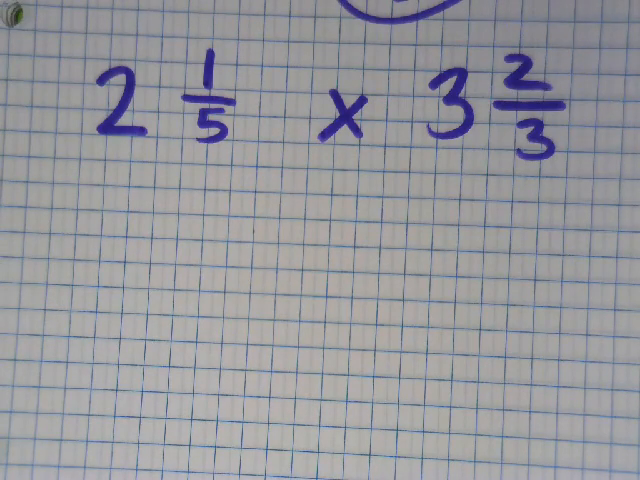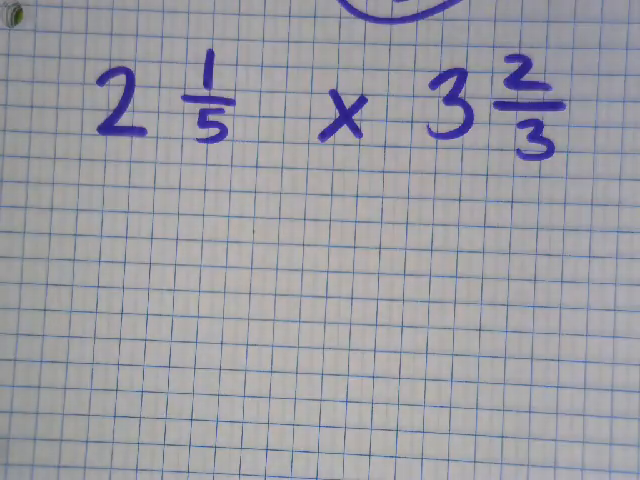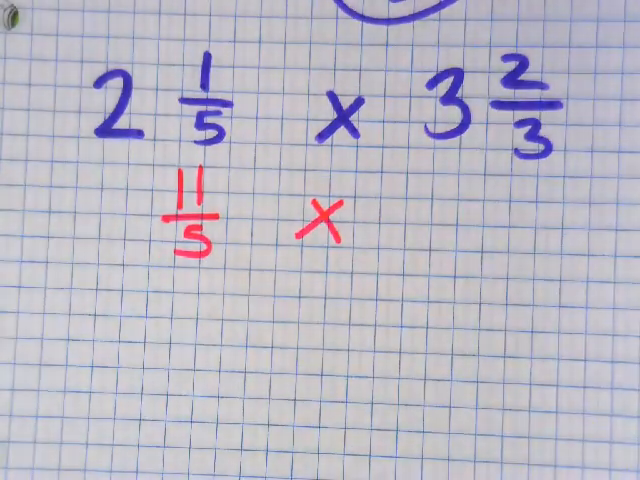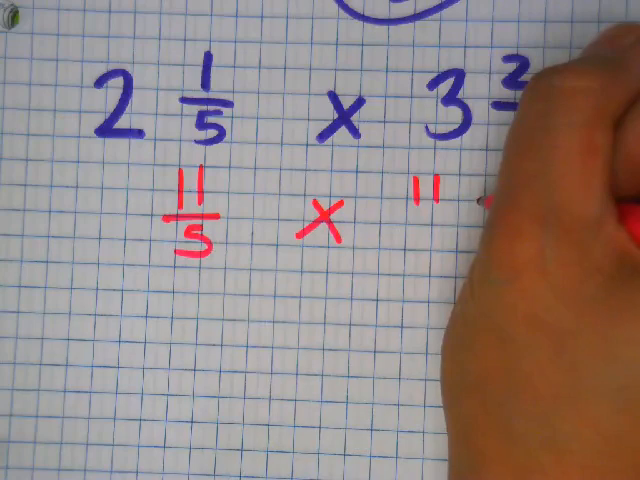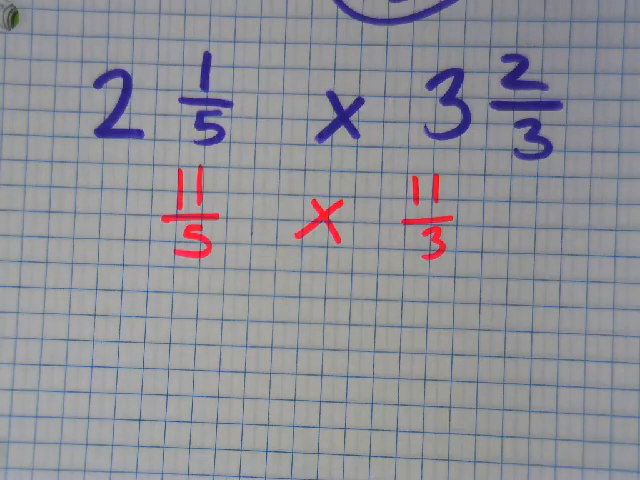What's our improper for the first one? What is it? Nice. 11 over 5. Times, what's the second one? Oh, 11 over 3. Oh, look, we got 11s. Nice. Oh, no. This is not what I wanted. I'm sad. Why am I sad?